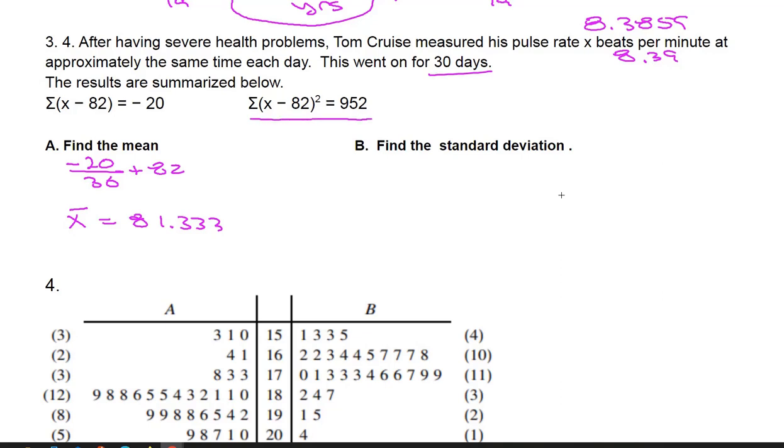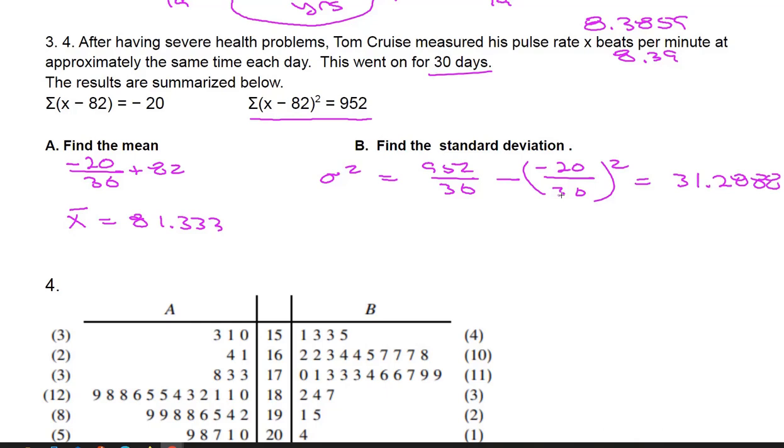And so if I go to do this by using the formula, well, I'm going to do the squares. And so what I'm going to do is I'm going to do the variance first. So what that's going to be is 952 divided by 30. That's the sum of the x squares divided by 30. And then I'm going to subtract, and now I'm going to do just negative 20 over 30 squared.